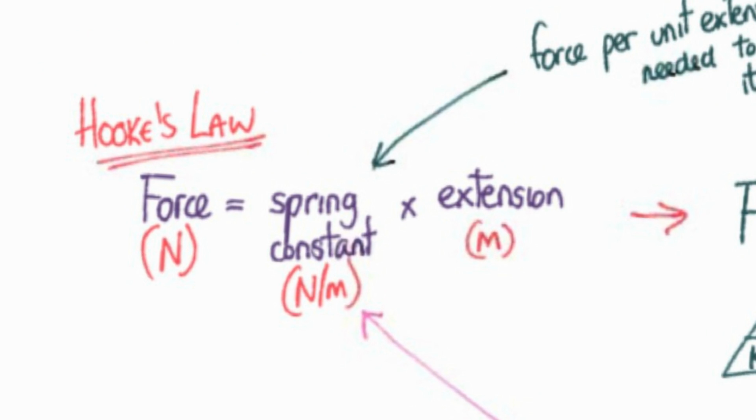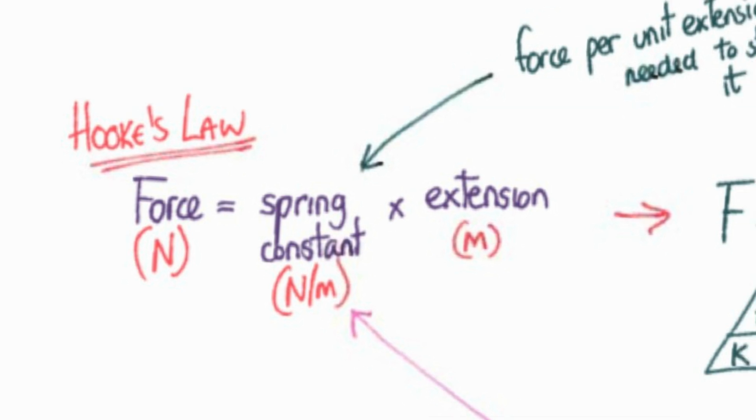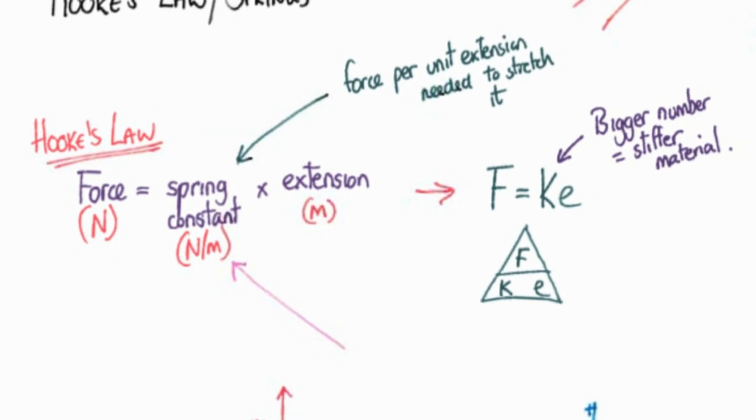There is a law for this. This is given to you in the exam. Again, it's force equals spring constant times extension. The unit of force is the newton. The unit of extension is meters. And if you rearrange the equation, you would find that the units of spring constant are newtons per meter, or newtons over meters. This is maybe shown as F equals Ke, F being the symbol for force, K the symbol for spring constant, and E the symbol for extension. And you can put it in a triangle like that.